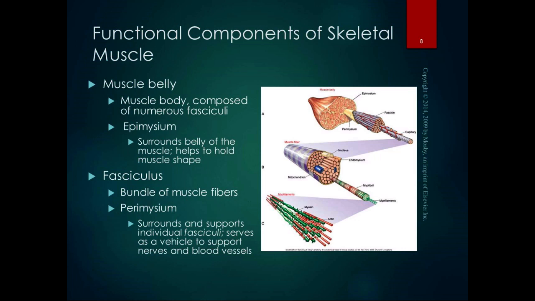So our muscles are surrounded and encased, and we have connective tissue inside. There's connective tissue within and around and throughout all of our muscles, and those are contiguous with the tendons and the periosteum.